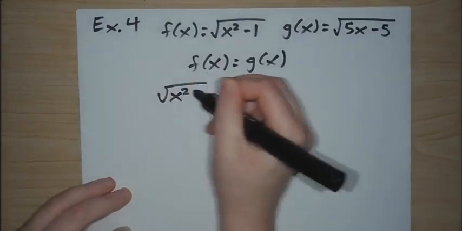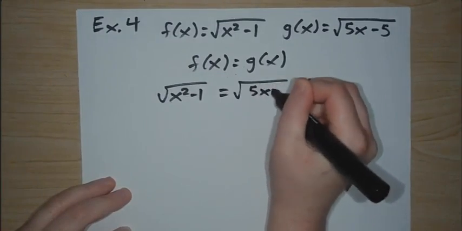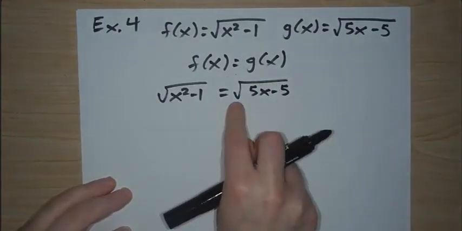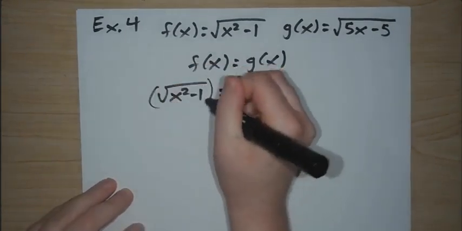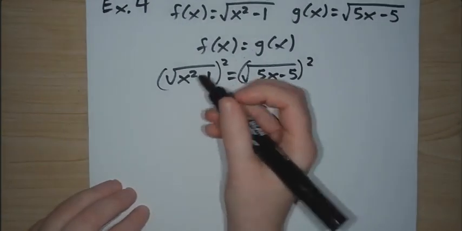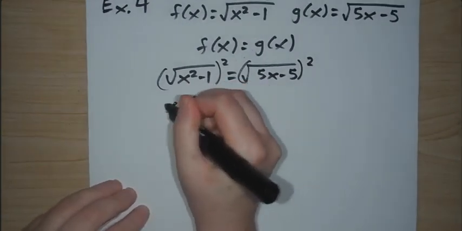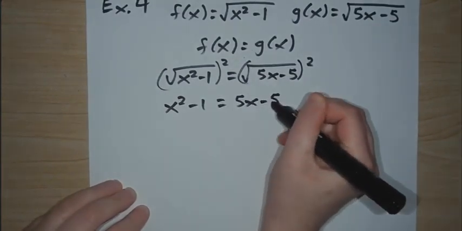So we have the square root of x squared minus 1 is equal to the square root of 5x minus 5. And these both have the same radicals of a square root. So we're going to square both sides and be left with the insides of those radicals. We have x squared minus 1 is equal to 5x minus 5.